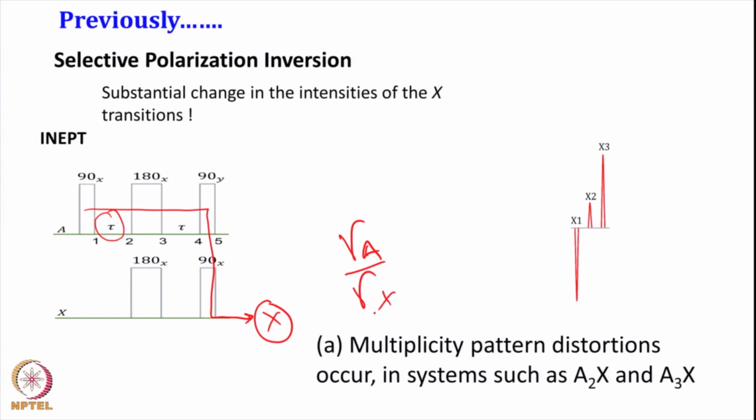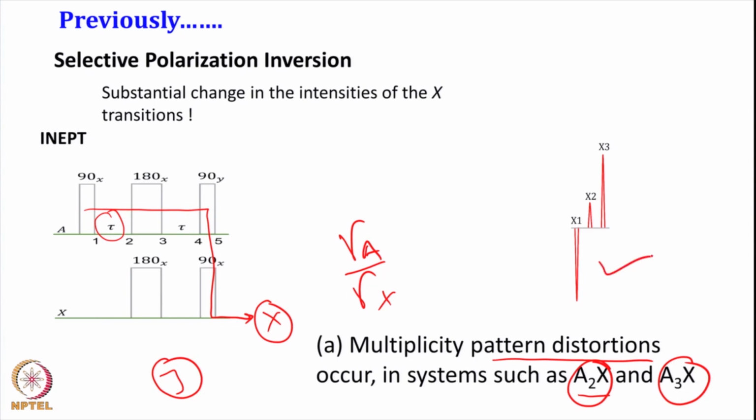We saw that there are some problems associated with this kind of INEPT because it depends upon the J value. So, J dependency is there, and then we can get a distortion in the peak pattern because of coupling, depending on how many protons or how many X are coupled. So, we can have different kinds of distortion, like if you have A2X and A3X, a different kind of peak pattern will arise, and some of them can be positive, some of them can be negative. So, we looked at this.